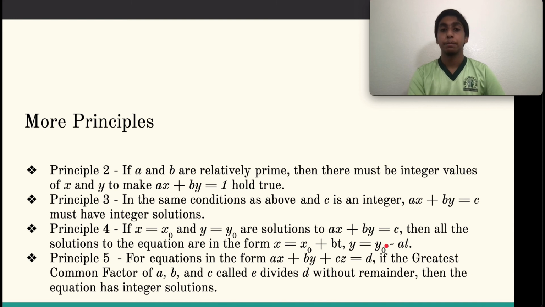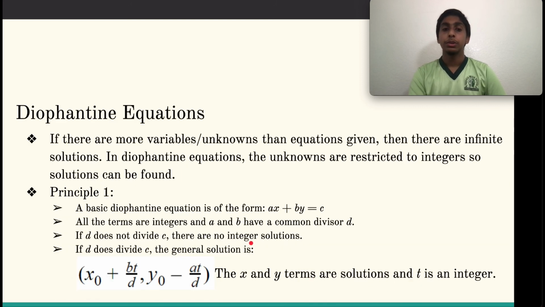They all follow the same pattern. Finally, principle 5 says that for equations in the form ax plus by plus cz is equal to d, so now we have an extra variable z, then if the greatest common factor of a, b, and c, called e, divides d without a remainder, the equation has integer solutions.